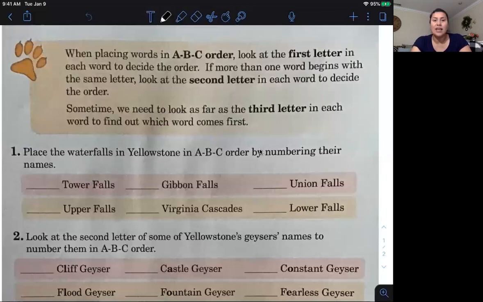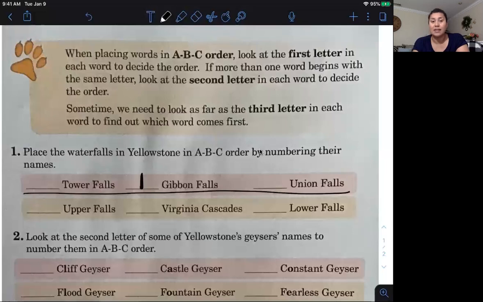Place the waterfalls in Yellowstone in ABC order by numbering their names. So the first one says Tower Falls, then Gibbon Falls, and Union Falls. So we're reading across this way, okay? That way you don't get confused. Which one comes first? Is it Tower Falls, Gibbon Falls, or Union Falls? Think about alphabetical order. Do I say the letter U first, or is that towards the end? What about T? What about G? The letter G comes before the other two.